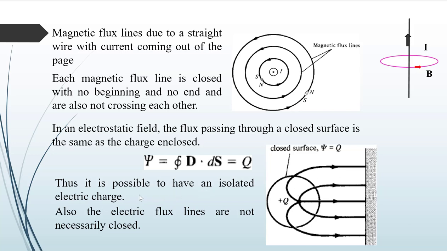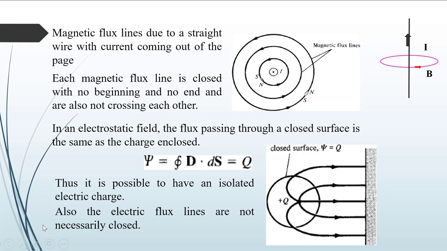Thus it is possible to have an isolated electric charge. It is not necessary that the surface must be closed; the flux can pass through an open surface. So an electric charge can be kept as an isolated part. What does this mean for electric flux lines? They are not necessarily closed. They will not always originate from a plus Q charge and terminate in a minus Q charge. Only a plus Q charge can generate flux lines, and they can go in all directions. This is shown by the Gauss law.